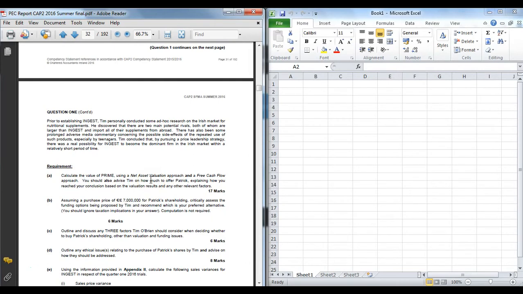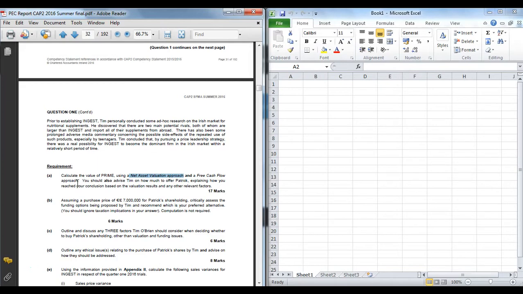So this focus here was the first requirement in the Summer 16 exam for 17 marks. Calculate the value of Prime using a net asset valuation approach and a free cash flow approach. And you should also advise Tim on how much to offer Patrick, explaining how you reach your conclusion based on the valuation results and any other relevant factors.